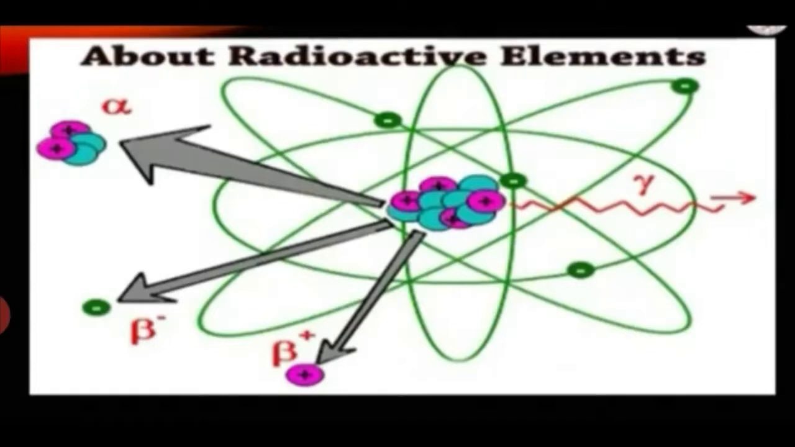The radioactive elements emit harmful radiations like alpha rays, beta rays or gamma rays.